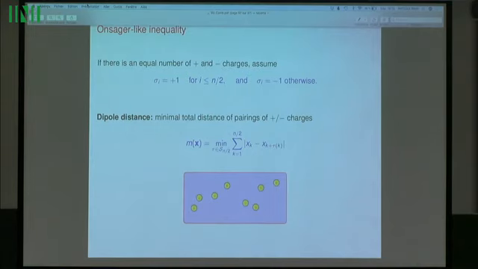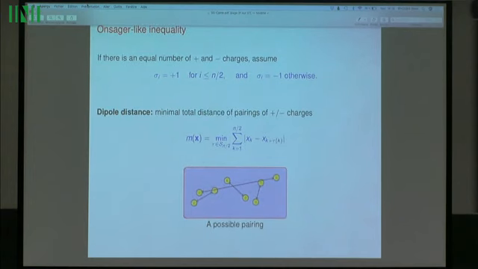Let me show you, it takes one slide to explain how it works. So assume you are given, in the case where you have an equal number of plus and minus charge, let me introduce the dipole distance. So the definition of this dipole distance is this quantity here. Here, this is just the group of permutation of n over 2 elements, but it's better understood on a picture. So you have an even number of charges. You have the same amount of positive and negative charges, and you pair all the plus with a minus. Okay, so you can do that, for instance.